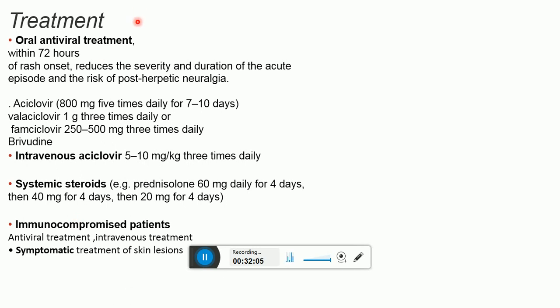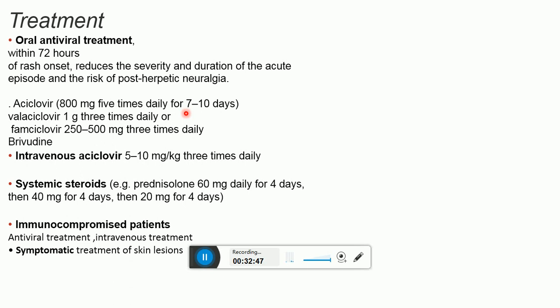Treatment: oral antiviral treatment, optimally given within 72 hours of rash onset, reduces the severity and duration of the acute episode and the risk of post-herpetic neuralgia. The incidence of late ophthalmic complications is also reduced by about 50%. Patients presenting later than 72 hours but still at the vesicular stage derive benefit from treatment. Acyclovir 800 mg 5 times daily for 7 to 10 days is the mainstay of treatment.